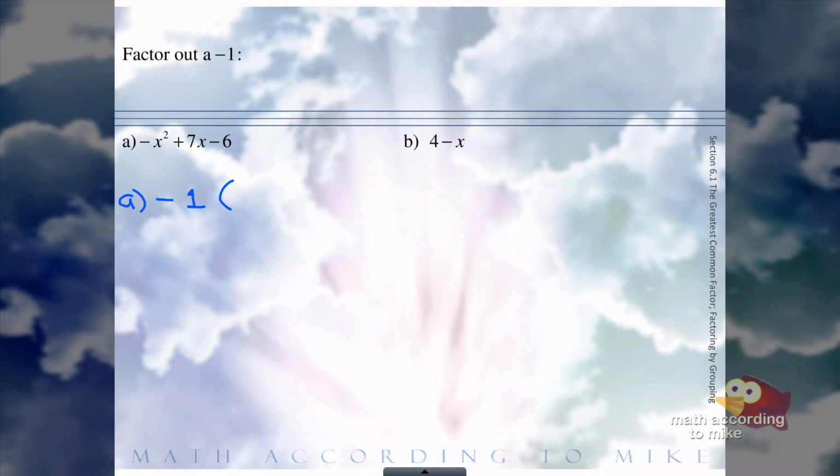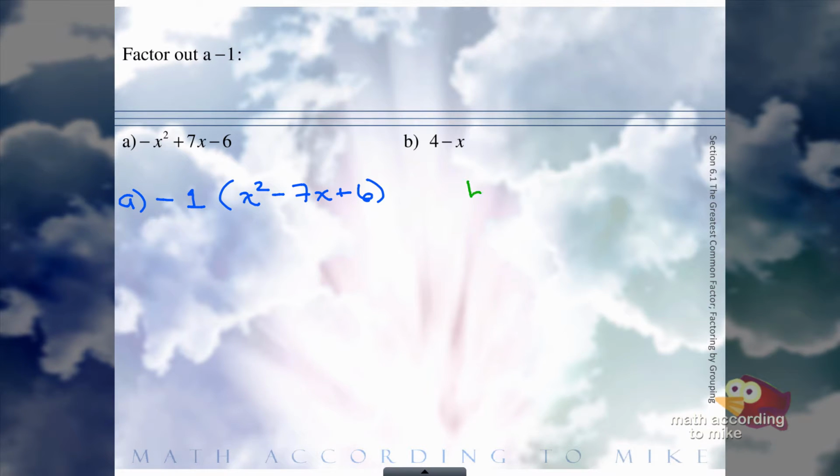So in part A here, if we were to pull out a -1, basically all that means is all the signs change. So instead of -x squared, we have positive x squared. Instead of positive 7x, we have minus 7x. And instead of -6, we have positive 6. So if we were to distribute through that -1, we'd get back the original.